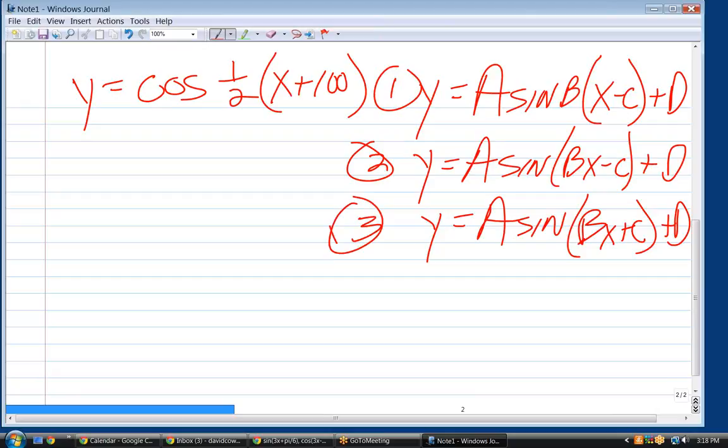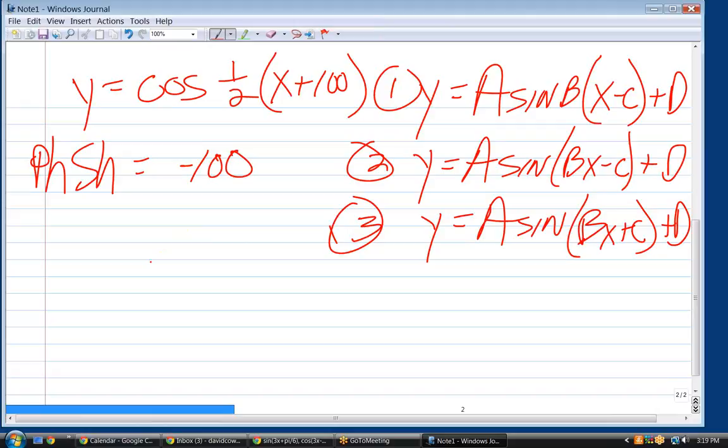So depending on which one you use as your standard, or which one the equation is in the form of, that's going to tell me my phase shift. Now notice that this one is actually in type 1. So what would the phase shift be? It's negative 100, which means left. In other words, a positive C means to the right, a negative C means to the left.